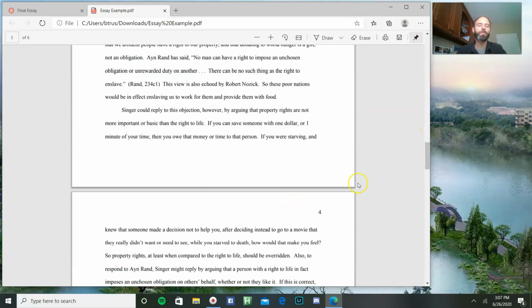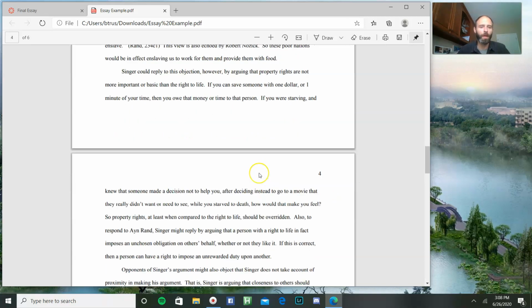So in the next paragraph, the author addresses the objection. Singer could reply to this objection, however, by arguing that property rights are not more important or basic than the right to life. If you can save someone with $1 or 1 minute of your time, then you owe that money or time to that person.